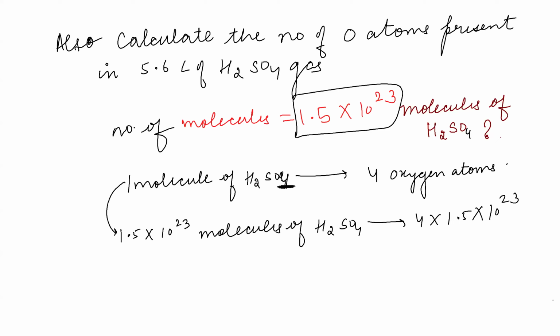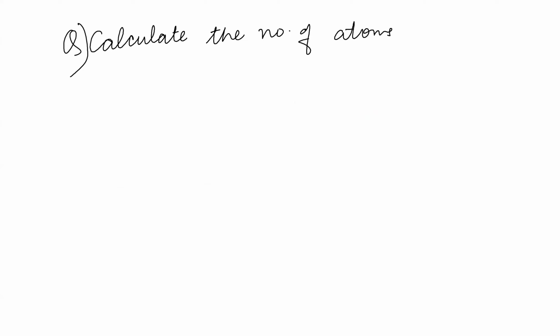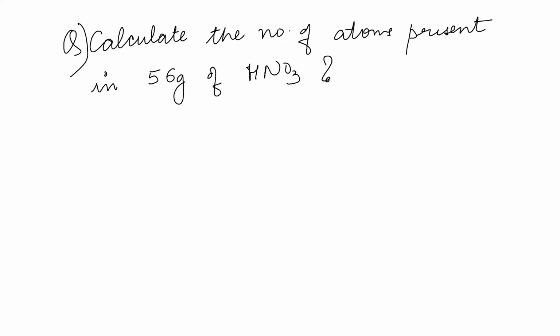Calculate this type. Calculate the number of atoms present in 56 grams of HNO3. Can you calculate? Calculate the number of atoms of each type.